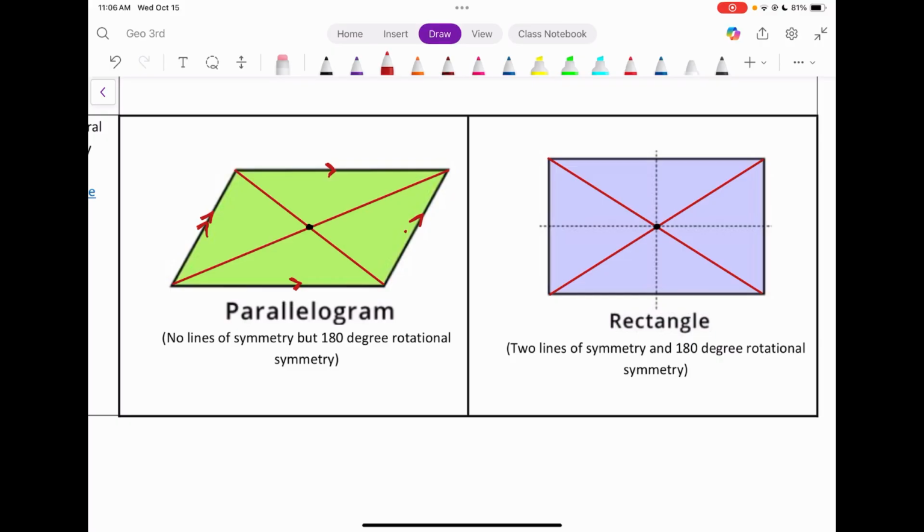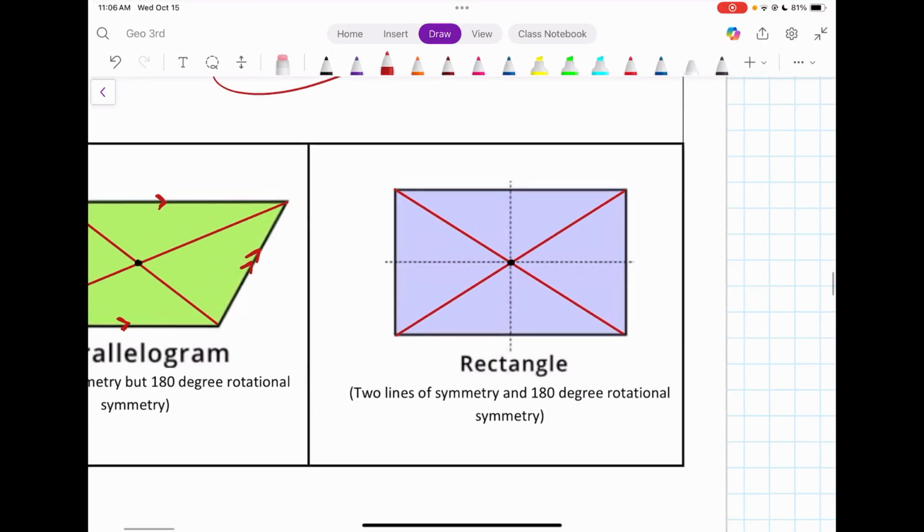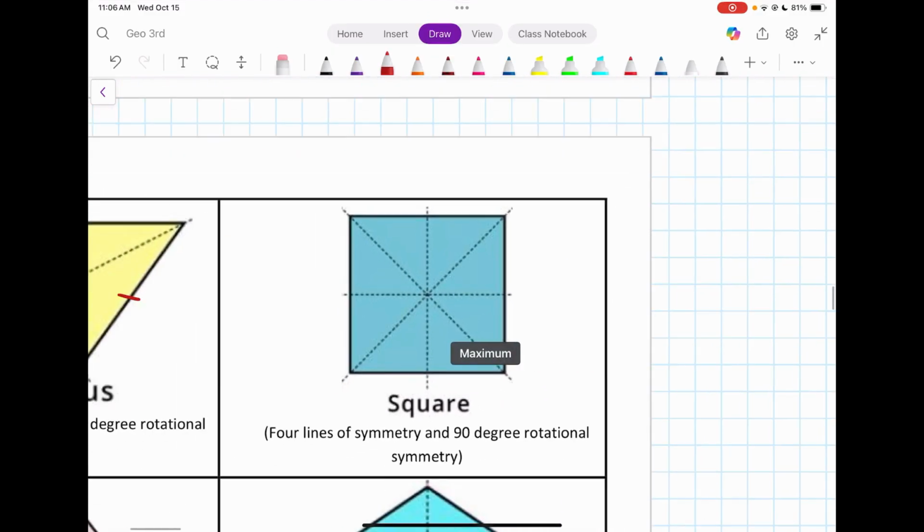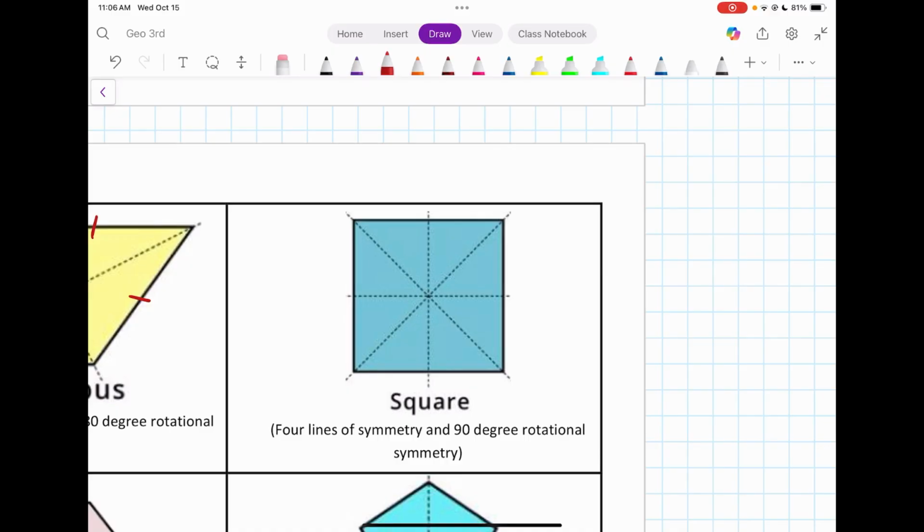There are three special types of parallelograms. You have a rectangle, and what's special about the rectangle is it has four right angles. You have a rhombus, and what's special here is a rhombus has four sides that are all the same length. And then the combination of the two is a square. A square has four right angles and four congruent sides.